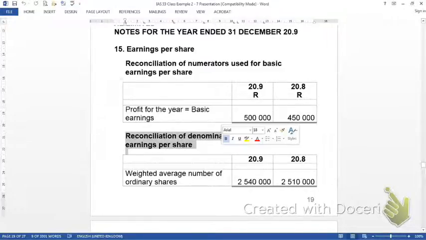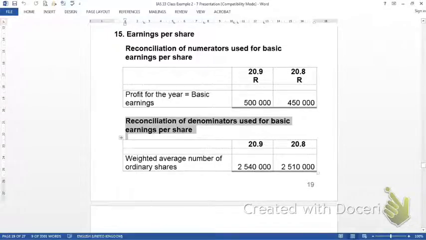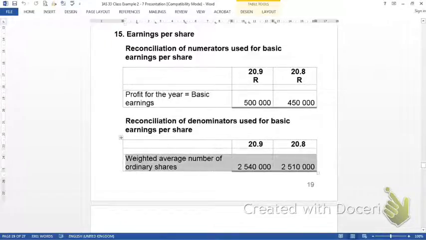Because there's no reconciliation to be done, we only have the figures as given to us, basic earnings. The same with the reconciliation of the denominator. There's no weighting to be done because the shares have already been taken into account as ordinary shares, giving us the totals as we see them there.